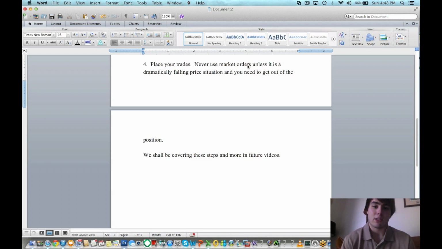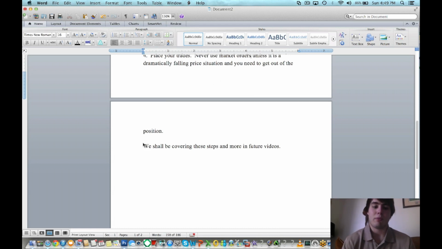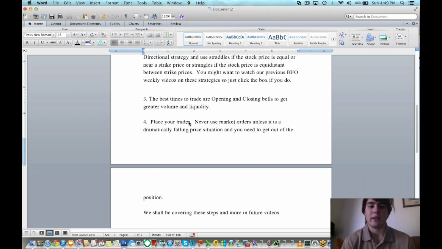But the market makers get to choose at what price you are getting it at, which is usually going to be on the higher end, as opposed to a limit, which is what we always are going to do, and that's going to be you limiting on how much you will be willing to spend on it, and that's going to be somewhere in between the bid and the ask price. And we'll be covering these in more detail in the next few weeks.